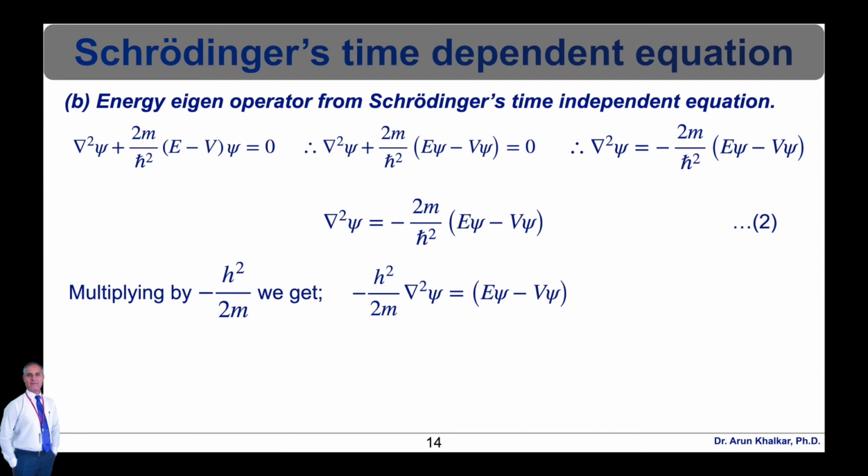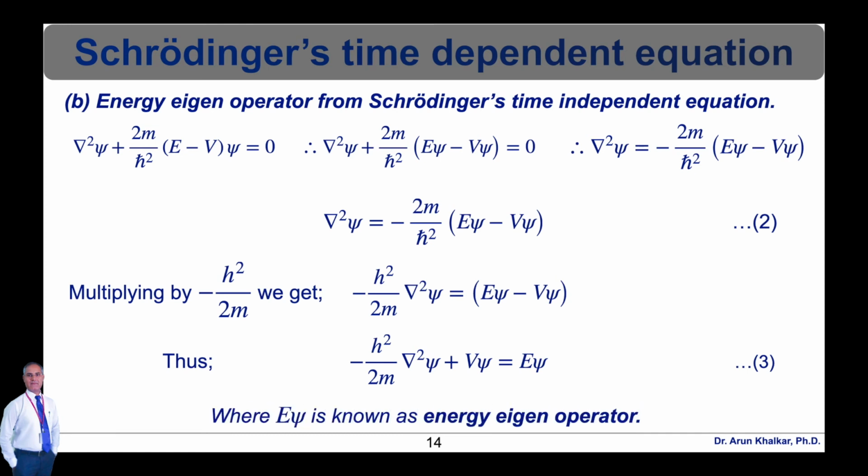Multiplying by minus h bar square upon 2m, we get minus h bar square upon 2m into del square psi is equal to capital E psi minus capital V psi. Thus we can write minus h bar square upon 2m into del square psi plus capital V into psi is equal to capital E into psi. Let's say this is equation number 3, where capital E into psi is known as the energy eigenoperator.